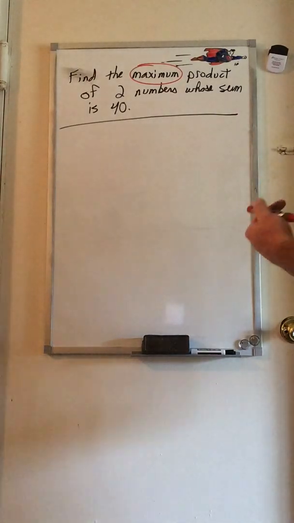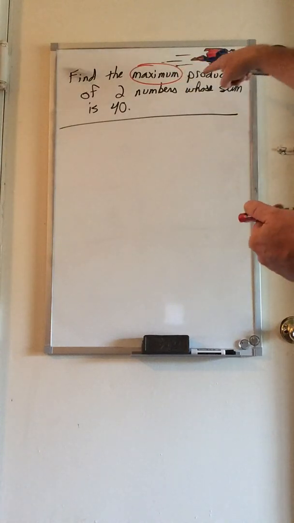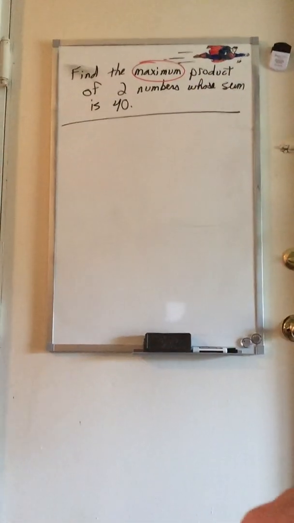Okay? And then as soon as I want to maximize it, I do the same thing to start. First, I need an equation. Find the maximum product of two numbers. Okay, I have two numbers.